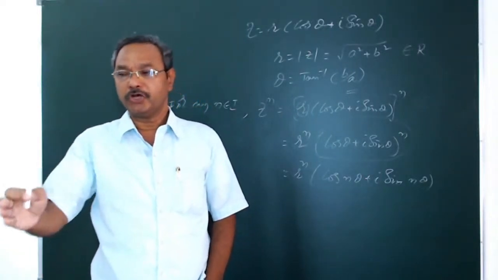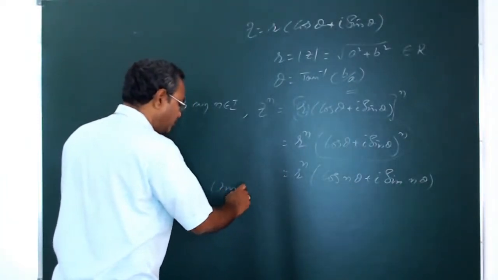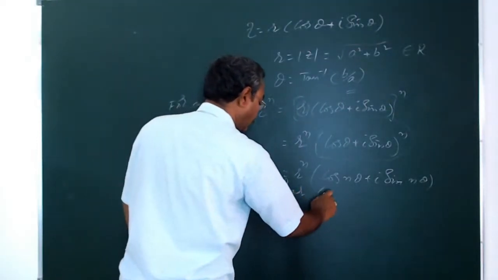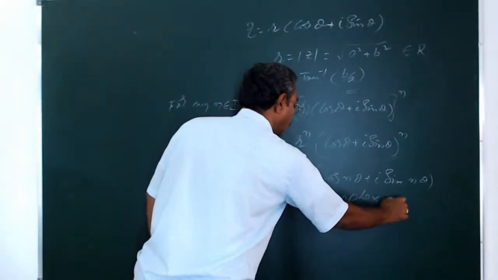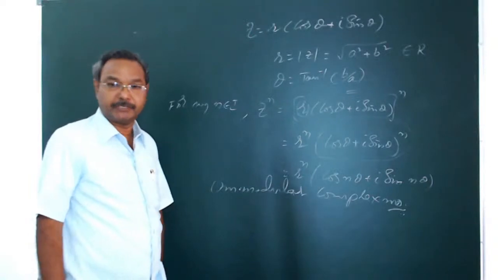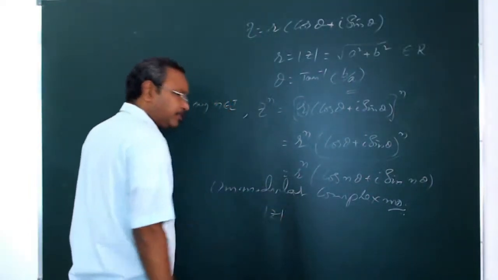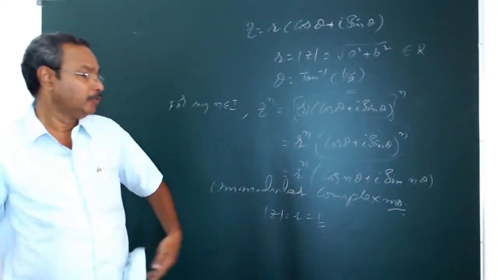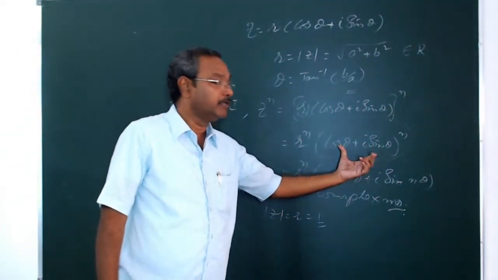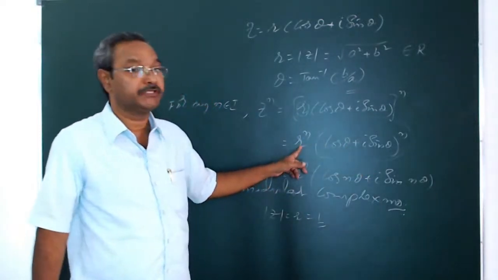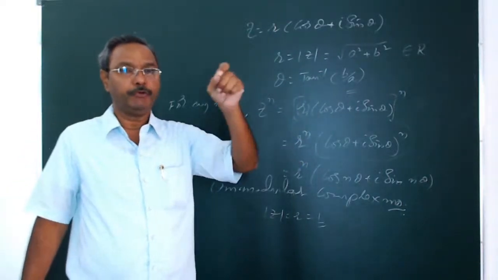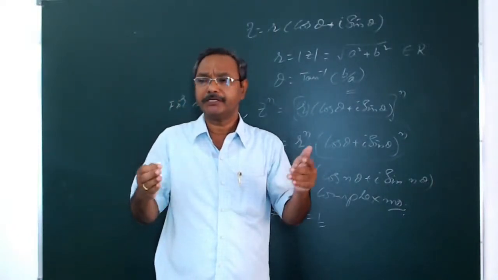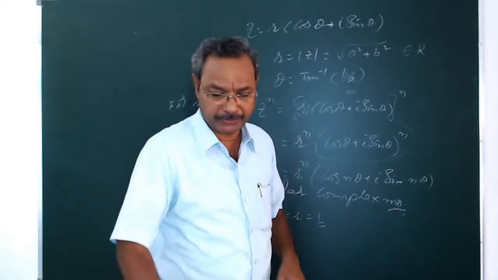This applies particularly to a unimodular complex number. What do you mean by a unimodular complex number? The concept is simple. Whenever the modulus of a complex number, that is r, is equal to 1, we say that it is a unimodular complex number. So cos theta plus i sin theta is a unimodular complex number whenever r is 1. Any unimodular complex number can always be written as cos theta plus i sin theta for a particular value of theta.